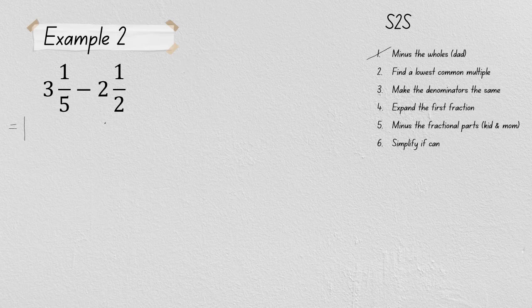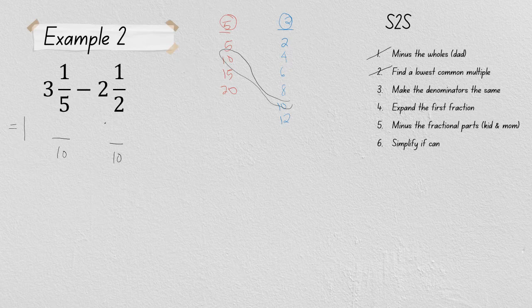Step 2, find the lowest common multiple. So you need to list out multiples of 5. So we have 5, 10, 15, 20. Let me just stop right there. Next, you need to list out multiples of 2. We have 2, 4, 6, 8, 10, 12. So find the lowest common multiple. The one that I can spot and it's the lowest is 10. So which means that you need to change the denominators to 10.